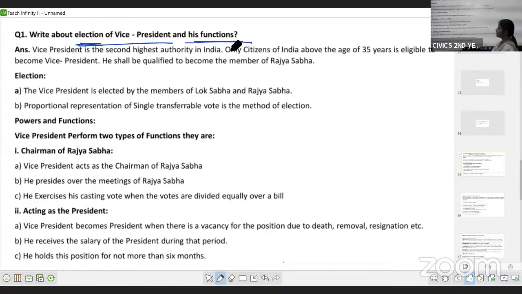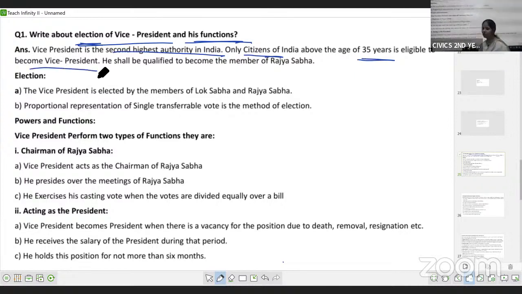So vice president is the second highest authority in India. See, the first citizen of India is the president. He is the highest authority. After him, at second position, we have the vice president. Only the citizens of India who are above the age of 35 years are eligible to become vice president.